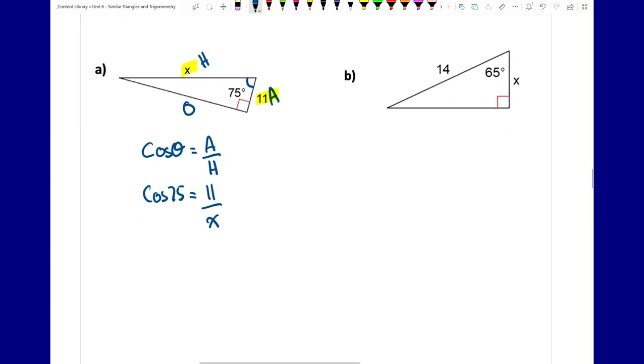And we had talked before, when the missing piece is on the bottom, we switch and we divide. So X comes up on top. The cosine 75 goes to the bottom.